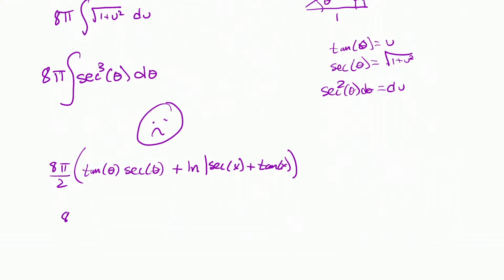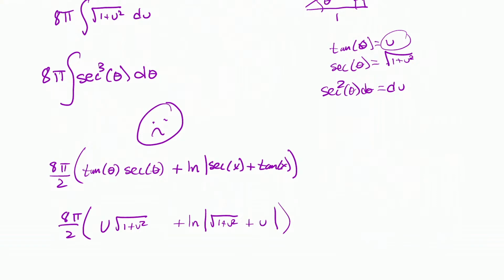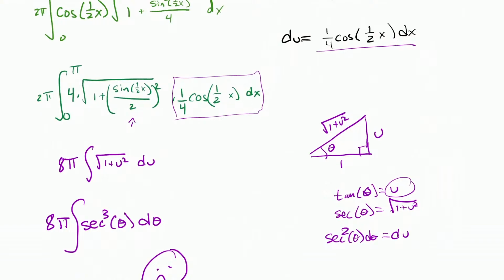So we have 8 pi over 2, I don't know why I did that, times x times the square root, oh, it's not x, it's u. Give me a sec here. Now I just want to get it over with. u times the square root of 1 plus u squared, plus natural log of the square root of 1 plus u squared plus u. Okay. And then we have to go all the way back here and say, what is u?